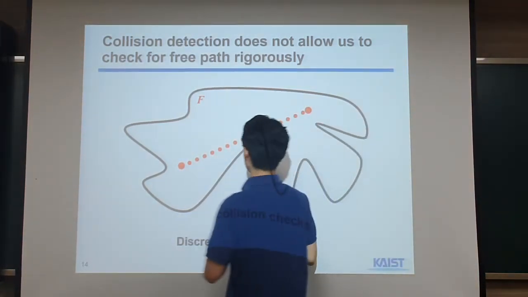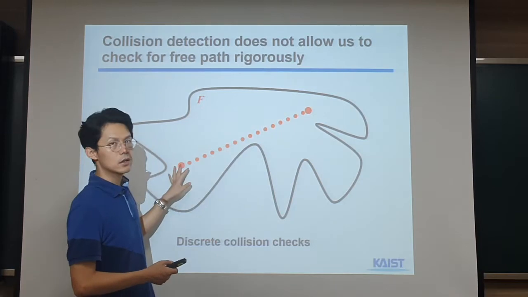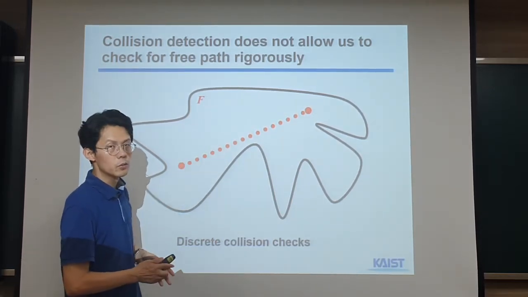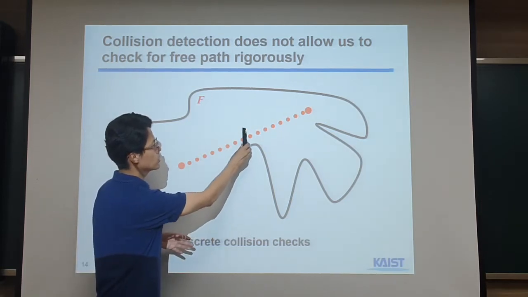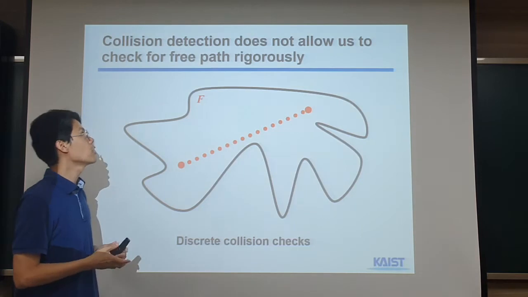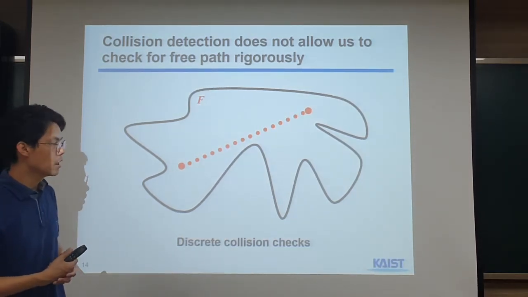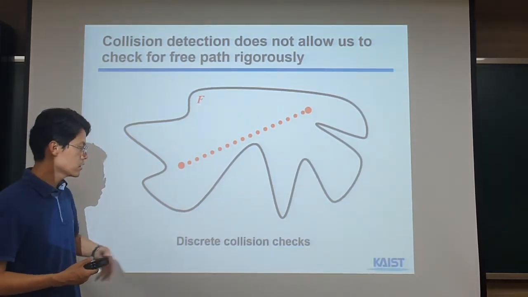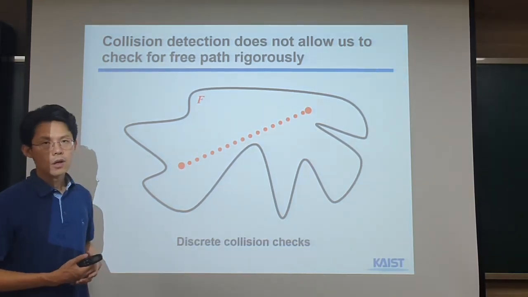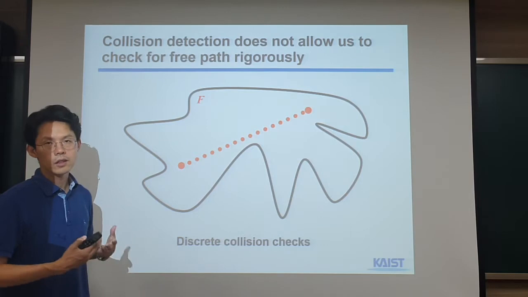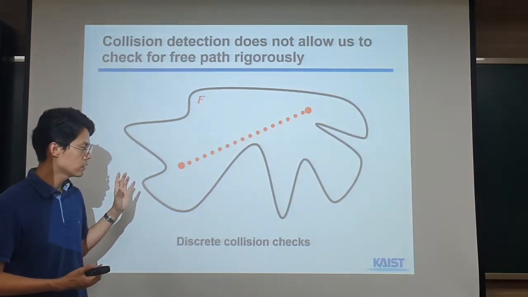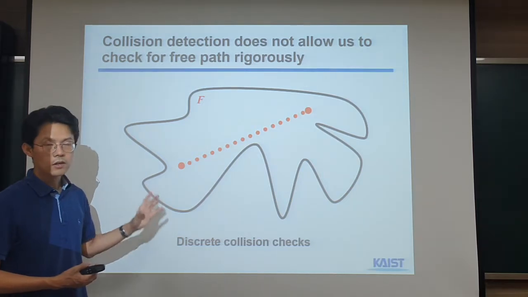For example, even though we don't have any collision here under these discrete samples, there may be a very small object along here, right? And we may miss the collision. So that's one of the issues of discrete collision detection. But unfortunately, discrete collision detection was proposed a long time ago and has been used a lot, mainly because of its simplicity, and we can perform it in a very fast manner.